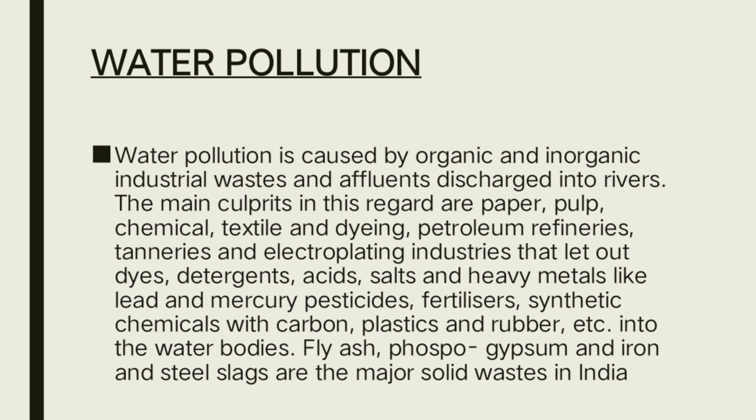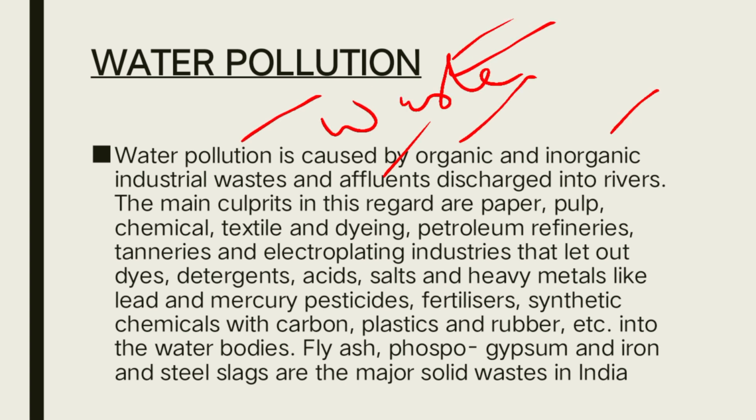So the norms given by the pollution checking authorities are to be followed, and any kind of lapse should be severely punished. Water pollution. Water pollution is caused by organic and inorganic industrial waste. Industrial effluents, that is the waste which is discharged into the water bodies, river bodies, even before they are treated, are the main culprits, the main cause.